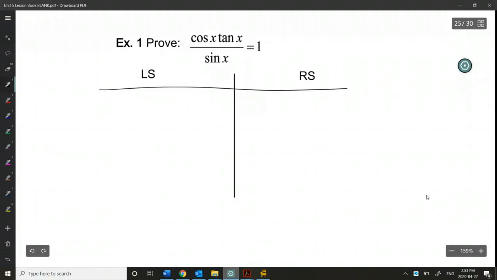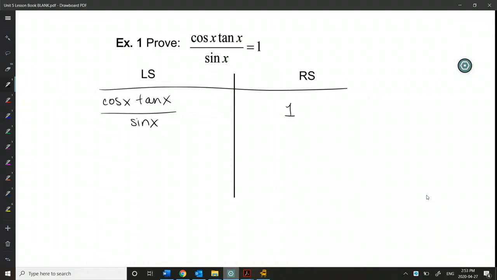All right, so this one's kind of already set up as far as left side and right side for us. So basically what you want to do is copy out your left side of the equal sign and copy out your right side of the equal sign. Now that we have that, we're going to use our number one tip, which is try to get everything in terms of cosine and sine.